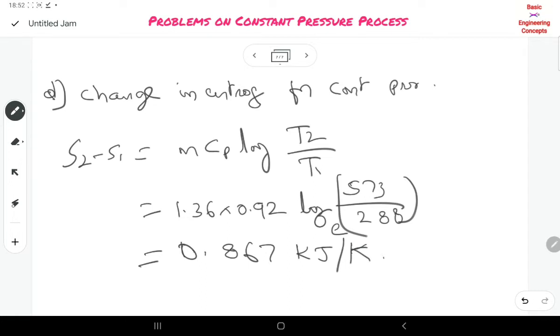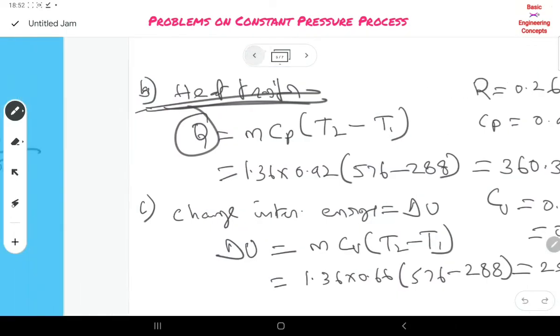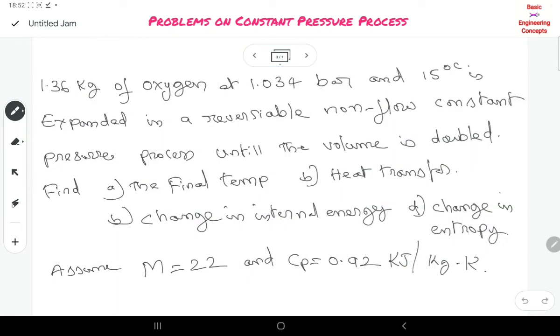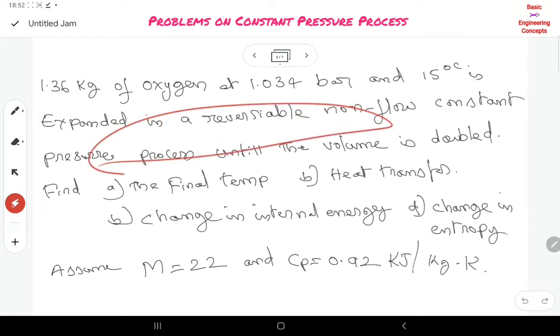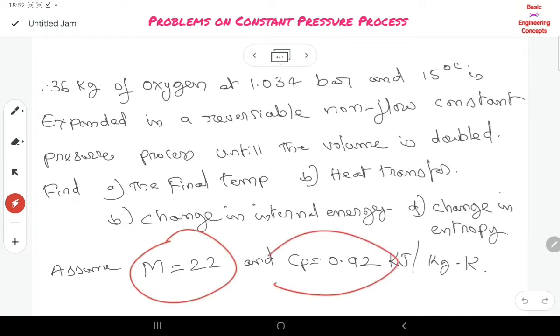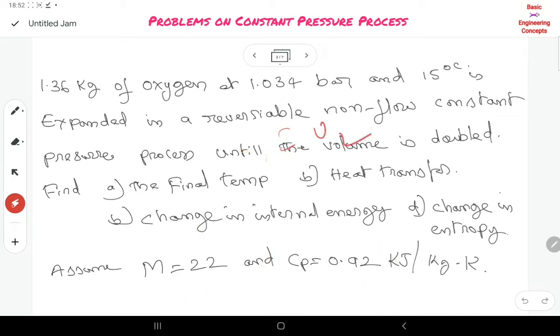So this is a simple problem. Here everything is very simple actually. The data itself tells how to solve this problem. The mass is given, pressure is given, temperature is given, only volume is absent. Once the mass is given, PV is equal to MRT. So the basic things are pressure and temperature, only volume is absent as M is given. Just go for the R and Cp. With this you can get V1, then V2, and the final temperature.